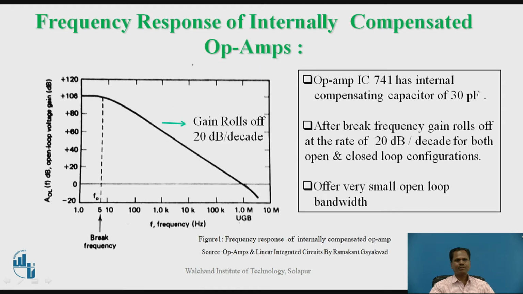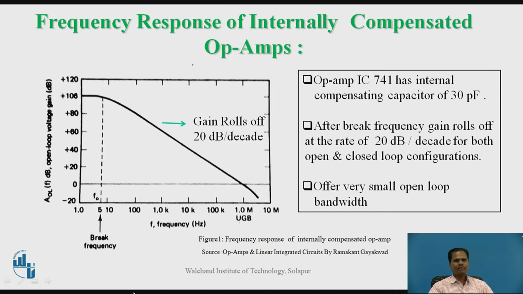Now let us go for the frequency response of internally compensated operational amplifier. So before that, let us define what is the internally compensated operational amplifier. The operational amplifier which has internal compensating network, which is designed as a part of internal circuitry of operational amplifier, is called as internally compensated operational amplifier. So frequency compensating network is designed as part of internal circuitry of operational amplifier. The operational amplifier such as IC741 is the internally compensated operational amplifier, which does not require any external compensating network.